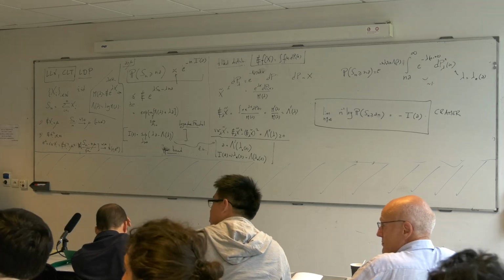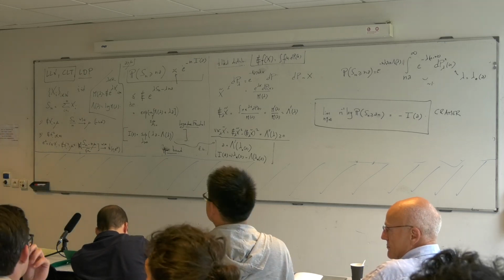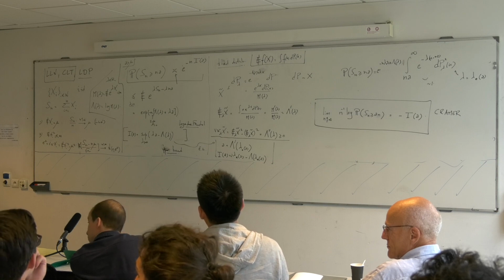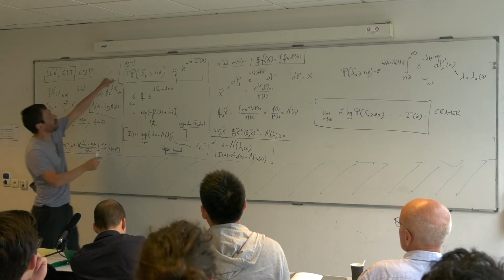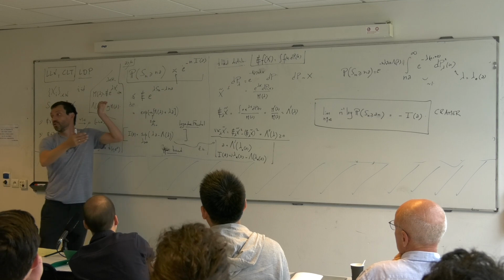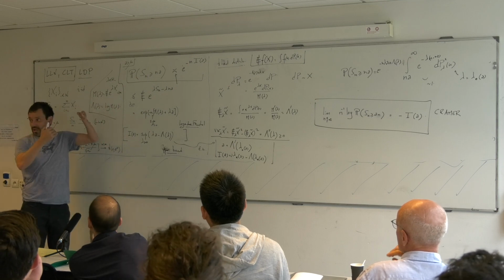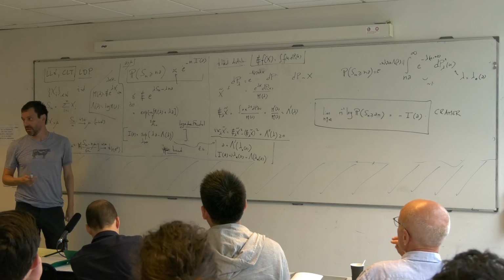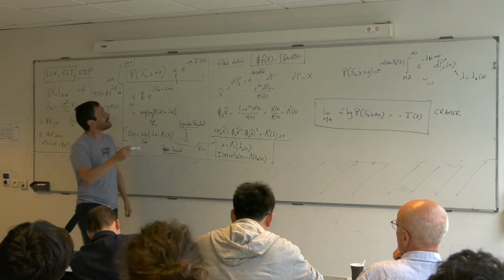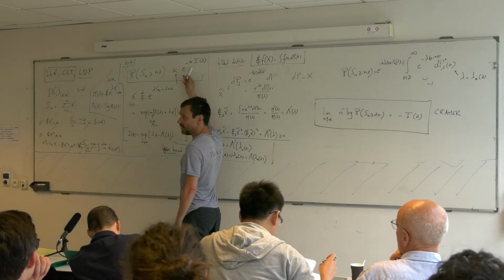Just to be sure, I think you said that the definition of that means the log of this and the log of that, the log on both sides, their ratio tends to 1 as n goes to infinity. Okay? That guy is called the speed of the large deviation principle.